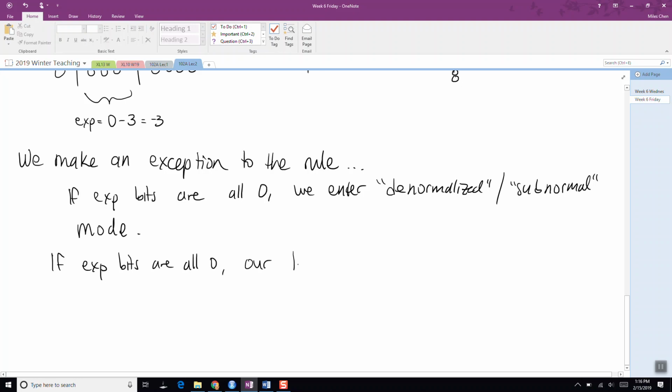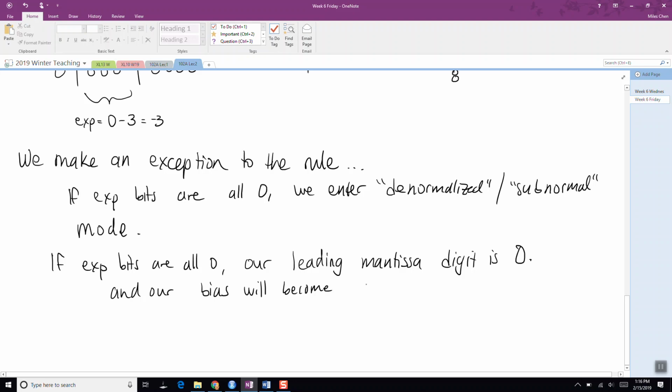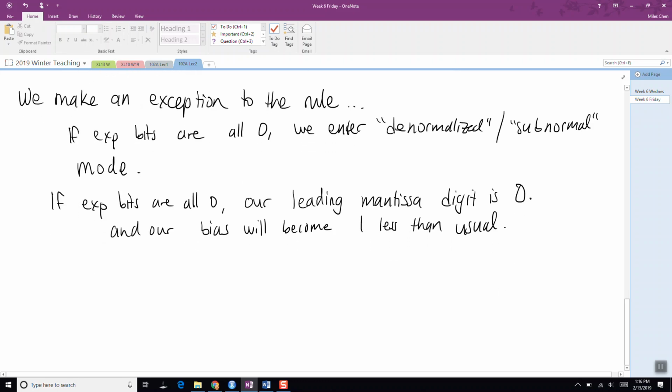our leading mantissa digit is now 0, and our bias will become 1 less than usual. This works for our mini float and also the 64-bit version and everything.